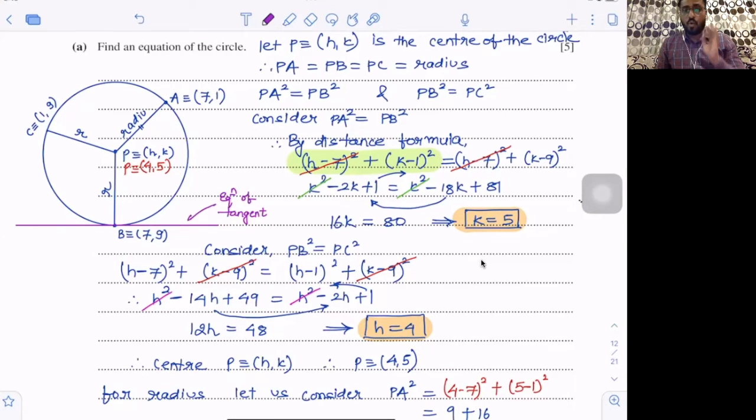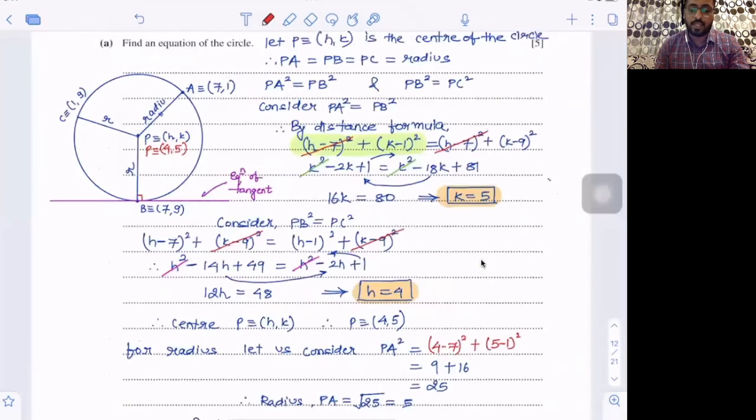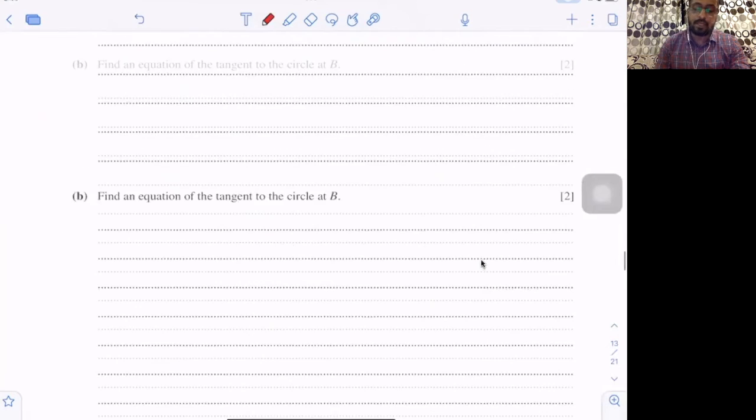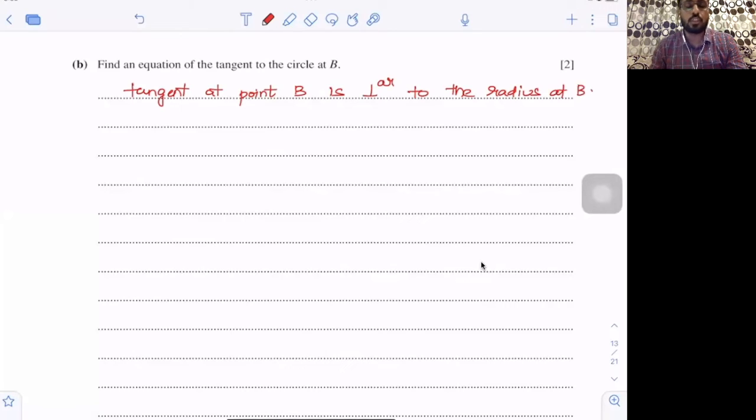Now, are you aware that the tangent and the radius are both perpendicular to each other at the point of contact? So point B is a point of contact. So the tangent and the radius will definitely be perpendicular at the point of contact. So I can write here, tangent at point B is perpendicular to the radius at point B. Right, students?